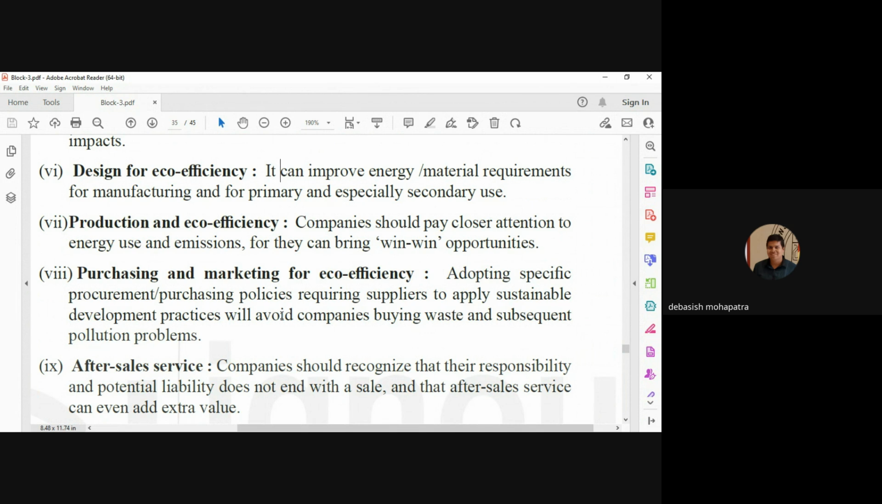Production and eco-efficiency. Companies should pay closer attention to energy use and emissions, for they can bring win-win opportunities. Purchasing and marketing for eco-efficiency. Adopting specific procurement policies that require suppliers to apply sustainable development practices will avoid companies buying waste and subsequent pollution problems.